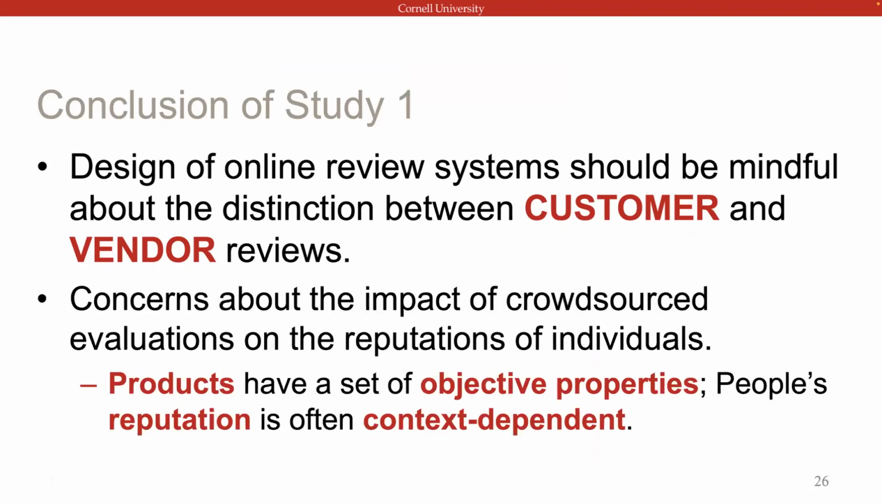And also there are some social concerns about the impact of crowdsourced evaluations on reputations of individuals. We know product reviews have a set of objective properties, so once you aggregate product reviews, you are likely to get some objective wisdom of crowds. But people's reputation is often context dependent, and people may be pro-social in one relationship, but exploitative in another relationship. So the aggregation of reviews of people may not reflect what we call wisdom of crowds, because of the lack of clear and universal standards.